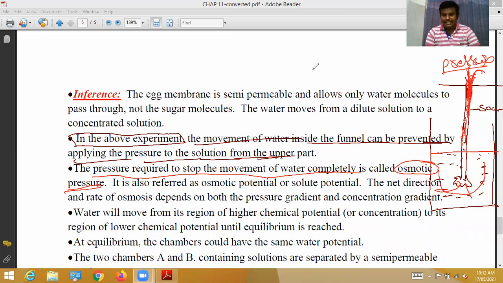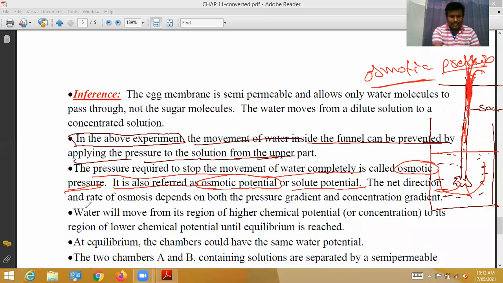So the pressure required to stop the movement of water from the beaker to the thistle funnel is called osmotic pressure. This osmotic pressure is what we apply to the sucrose solution, and then due to this external pressure, the water movement is stopped. It is also referred to as osmotic potential, or solute potential.